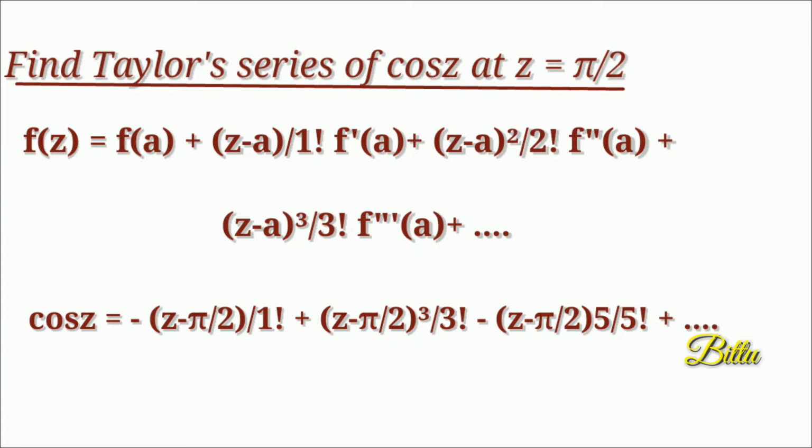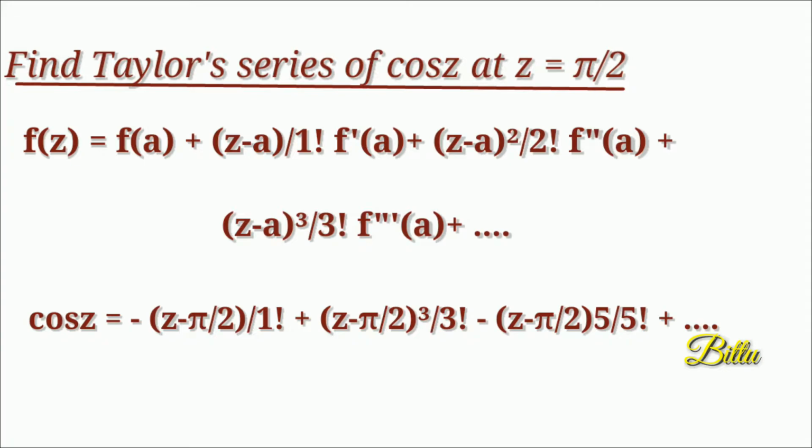f(z) equal to, here f(z) is cos z, f(z) is minus (z minus pi by 2) by 1 factorial plus (z minus pi by 2) the whole cube by 3 factorial minus (z minus pi by 2) the whole raised to 5 by 5 factorial plus etc. Remember, it is an infinite series. This is the expansion of cos z at pi by 2. Clearly it is an infinite series containing positive powers of z minus pi by 2.